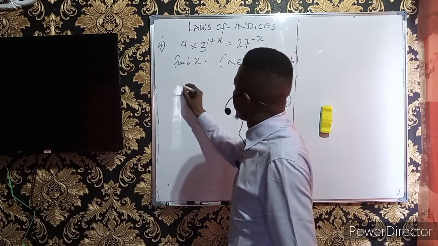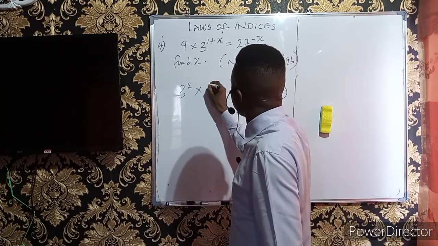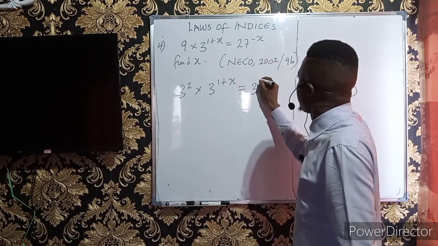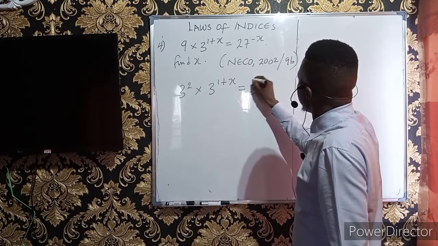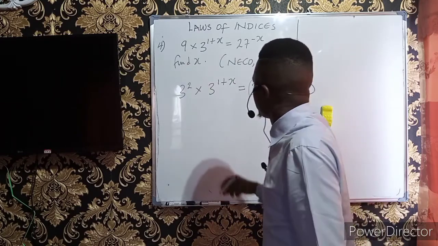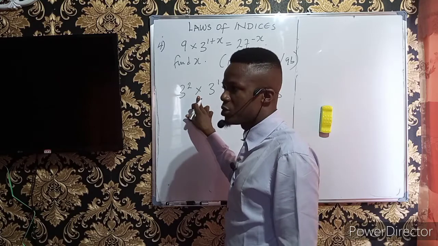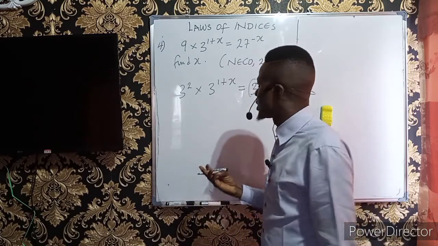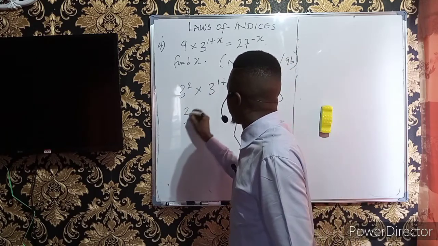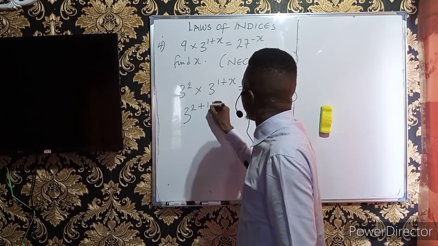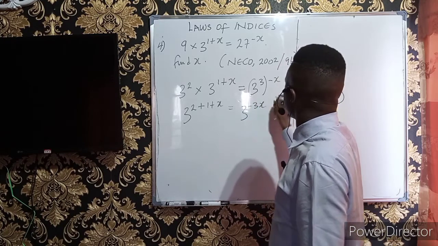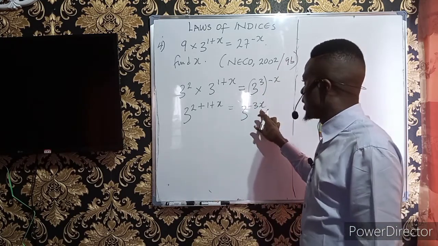For instance, seeing this, 9 can be seen as 3 to the power of 2, times 3 to the power of 1 plus x equals 27, which can be seen as 3 to the power of 3, then bracket this minus x. 27 is 3 to the power of 3, 9 is 3 to the power of 2. Now, remember, this is multiplication, and according to the multiplication law of indices, provided that their bases are the same, you are free to add their powers. So I can call this 3 to the power of 2 plus 1 plus x, I'm just adding the powers, equals 3 to the power of minus 3x, because 3 times minus x is minus 3x.